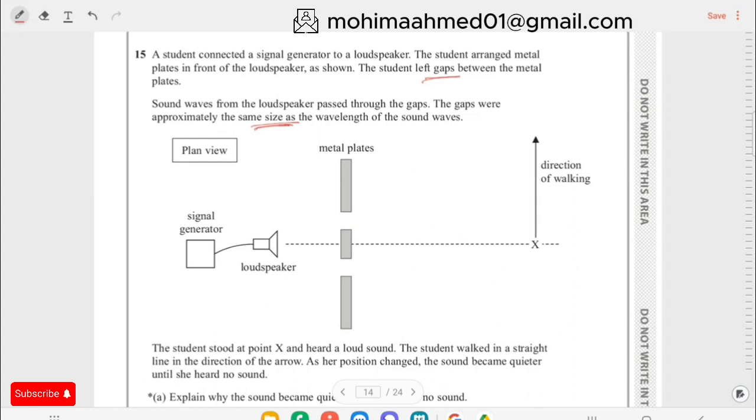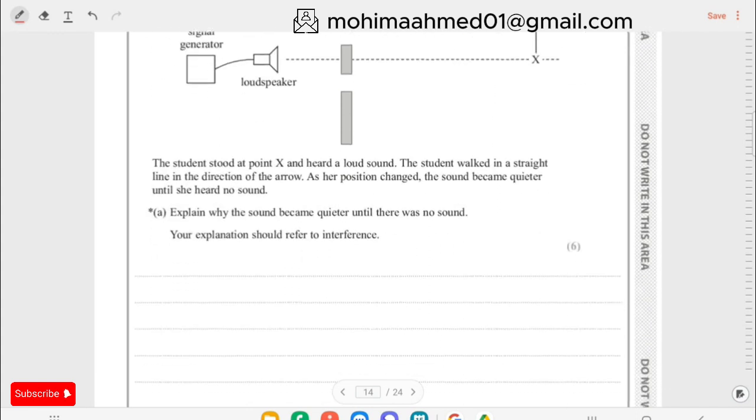And while she starts walking in a straight line away from point X, the waves are interfering destructively, where they cancel each other out and the amplitude is zero at that point, and that's why she doesn't hear any sound as she walks away from the point X. So this will be the possible answer.